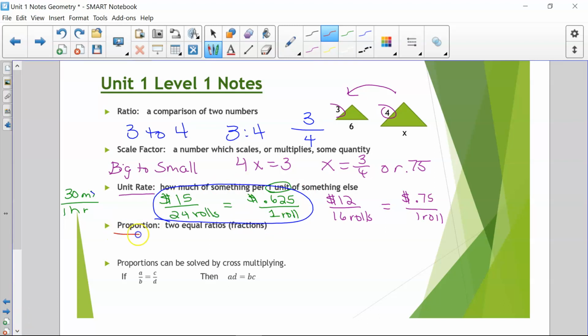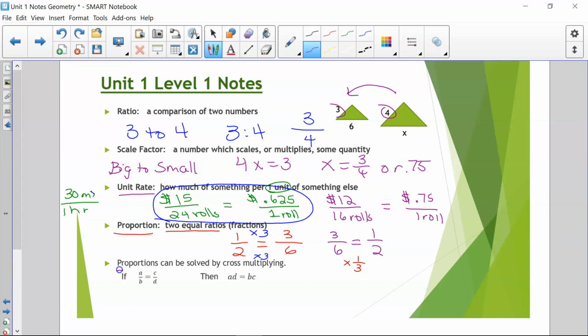A proportion is 2 equal ratios or 2 equal fractions. So 1/2 would be equal to 3/6, and that common scale factor would be times 3. Or if we had 3/6 being equal to 1/2, the common scale factor would be dividing by 3, which is the same as multiplying by 1/3.